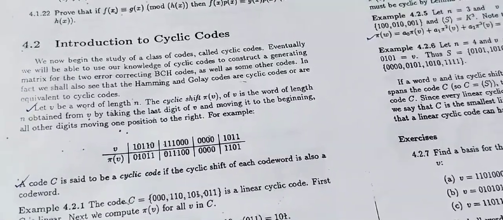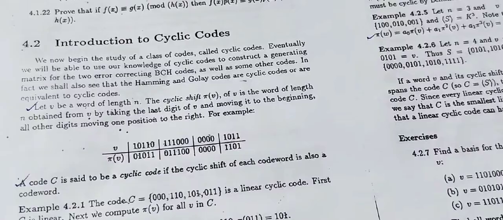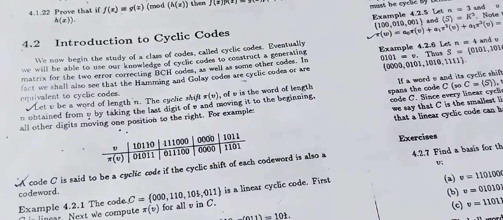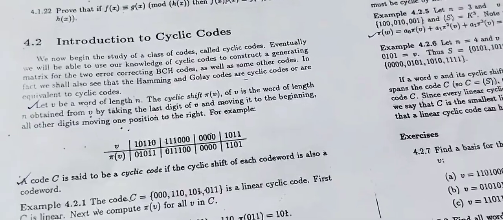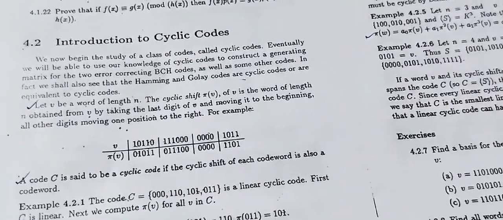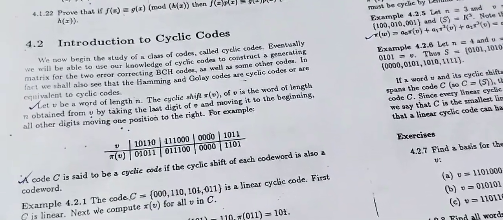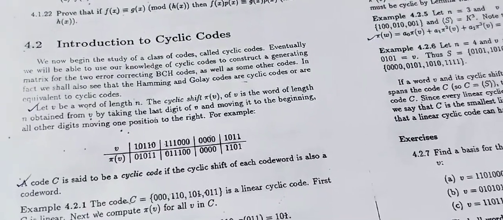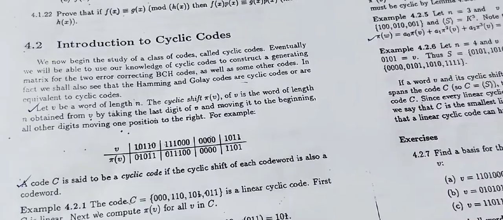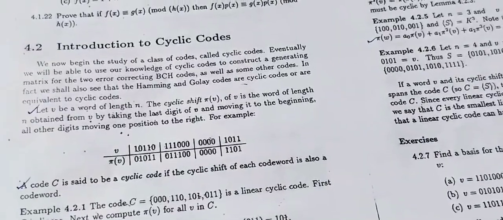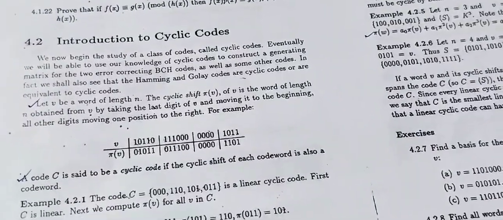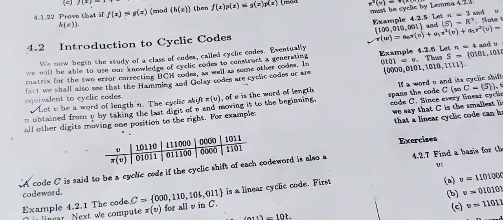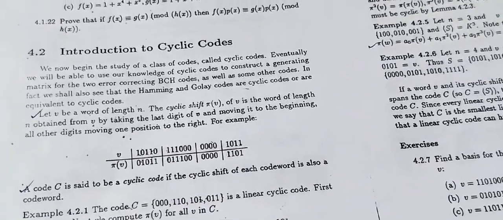In a group, suppose G is a group and A is the generator of that group G, so A can generate the whole set of elements in G. Similarly here, suppose C is a linear code and V is a codeword in C, then we can generate the whole set of elements in C. Okay, so that is the cyclic meaning.